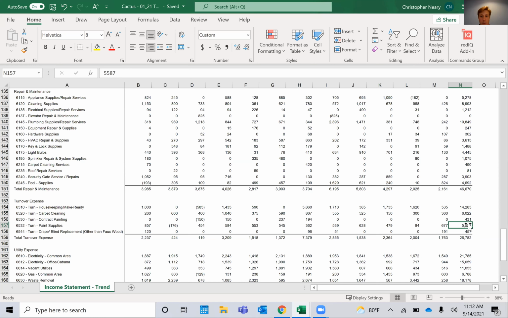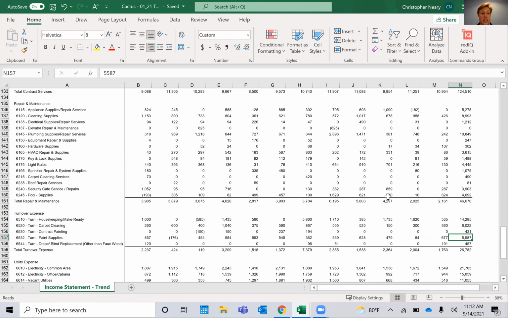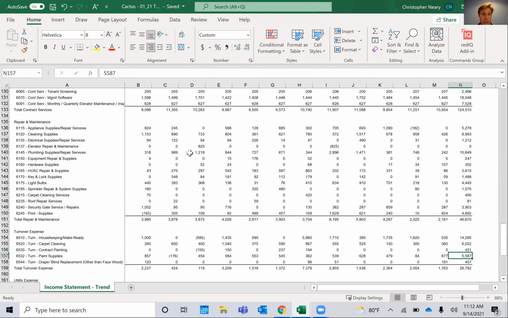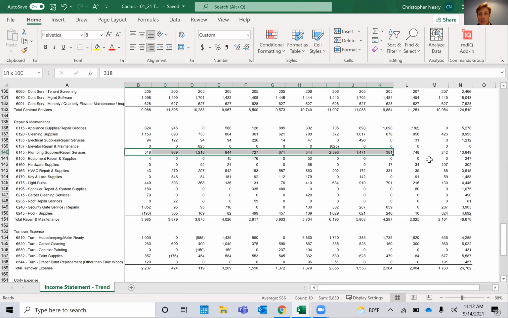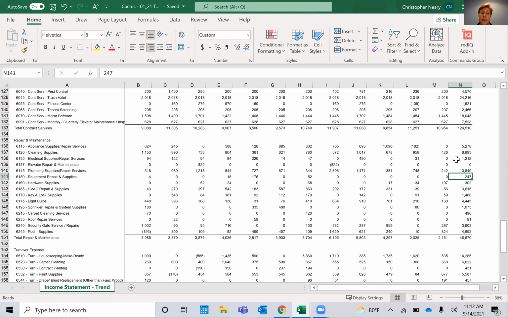And of course, painting as well is another large one. Another thing to note is that there are expenses here that are significantly larger than others. Look at this here, repair and maintenance. Plumbing is always going to be a high expense. So when you're looking at these, you know what to expect, right? If something is out of the ordinary, you're going to find it right here.